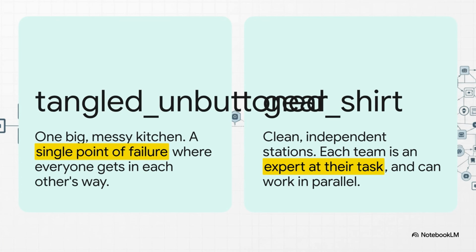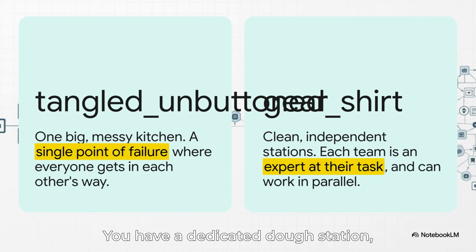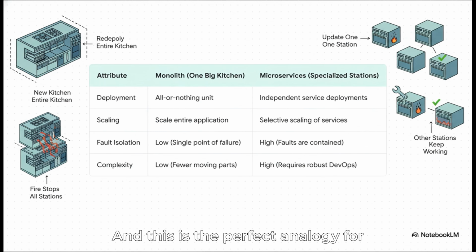The answer? It's time to specialize. We're going to break up that one chaotic kitchen into a series of smaller, independent stations. You have a dedicated dough station, a sauce station, a topping station, and an oven station. Each team is an expert at just one thing, and they can all work in parallel without getting in each other's way. And this is the perfect analogy for moving from a monolith to a microservices architecture.